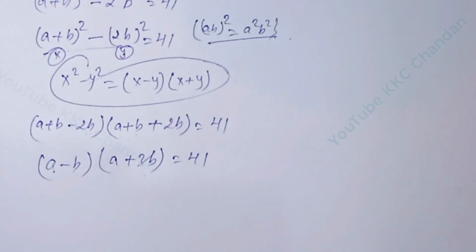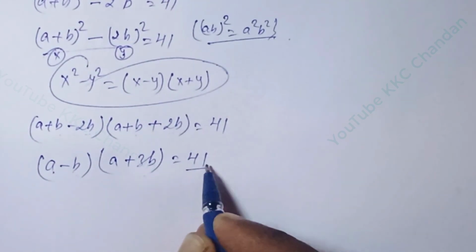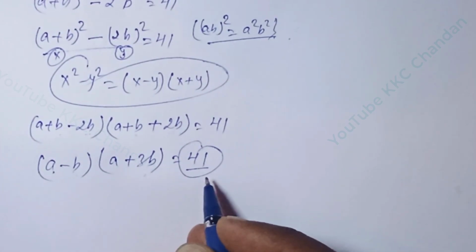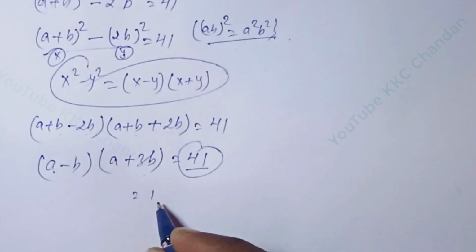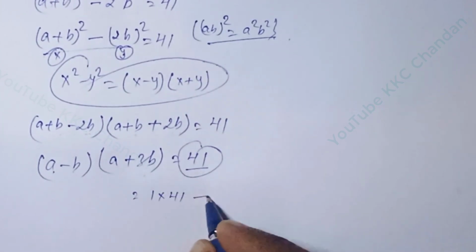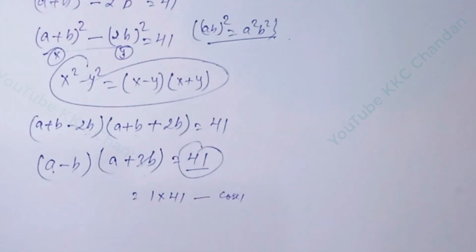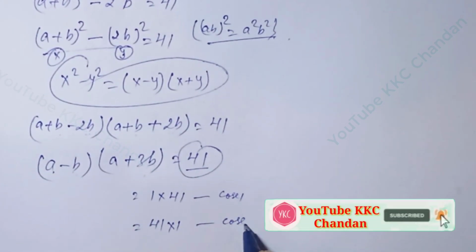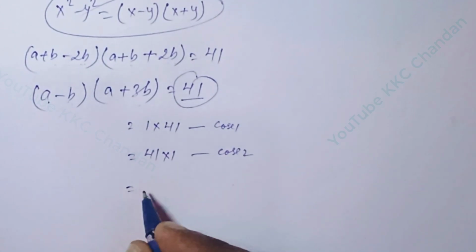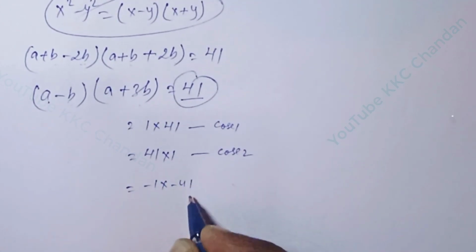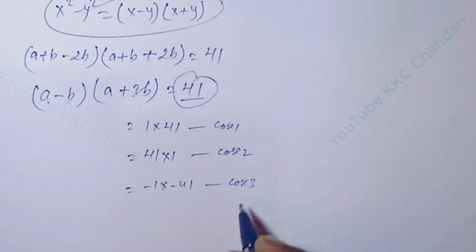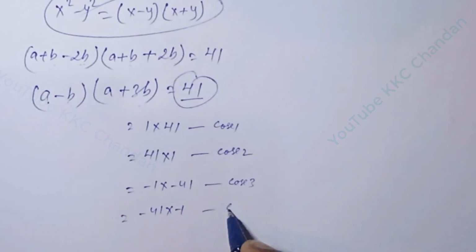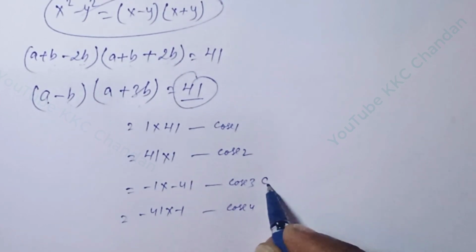After the next step, see here, 41. How many factors of 41? See here, how many factors of 41? First factor, see here, 1 into 41. Case number 1. Second, 41 into 1. This is case number 2. After, see here, minus 1 into minus 41. Case number 3. Minus 41 into minus 1. Case number 4.